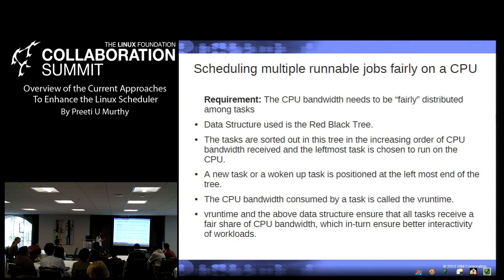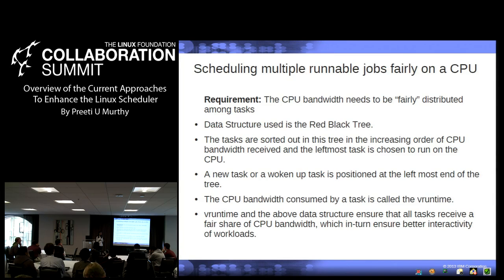In order to explain this slide, I will take up a simple example. Let's say you have 2 tasks, task A and task B, in the system. Task A will be to the left of task B in the red black tree, which happens to be the data structure representing a CPU run queue. Task A will be to the left of task B if it has received less CPU time than task B, and would be scheduled next.